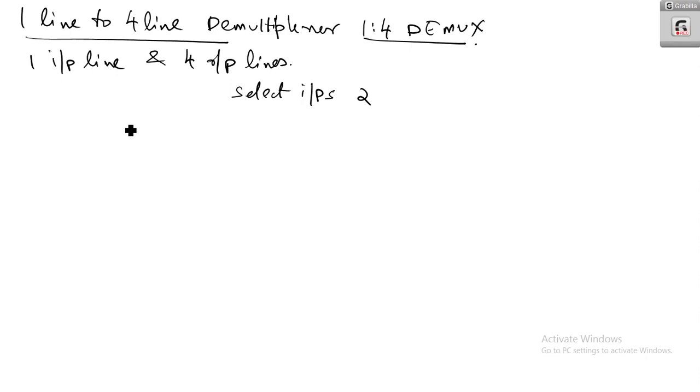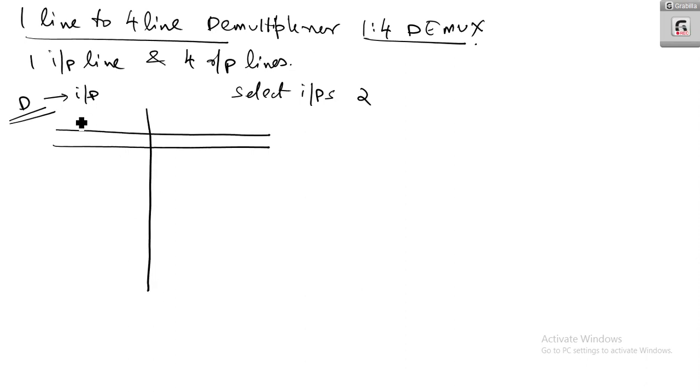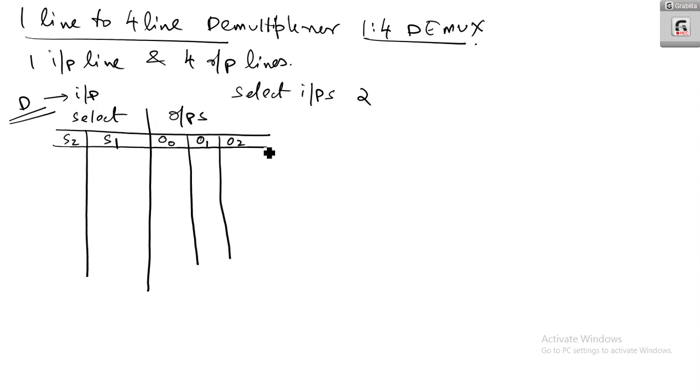Now, how will I draw the truth table of this one? There is only one input, so let the input be data D. Now I am given the select values. Here I am having two select inputs, that is S2 and S1. Now outputs. There are four output lines, so I am writing them as O0, O1, O2 and O3. That gives the four outputs.